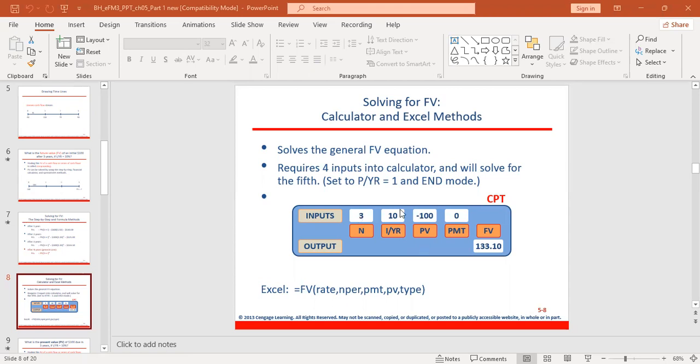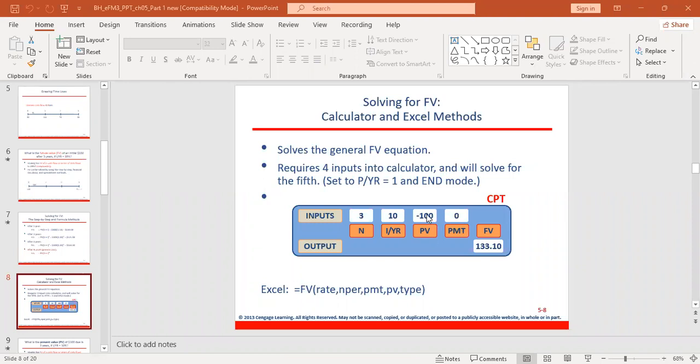You press 10. Then you press I/Y, the third row, second button, after N. It will show you interest per year, I/Y equals 10. Can you see it? Interest per year equals 10.